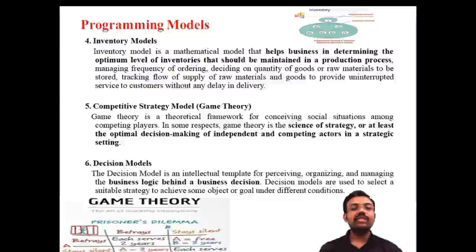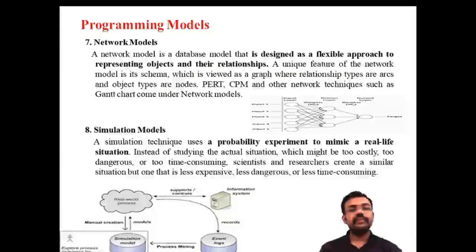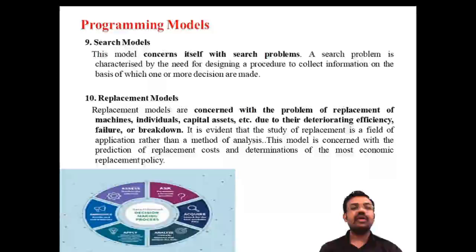And the decision models are behind the business decision. A network model, that means you are using PERT and CPM as part of the network model. Simulation is a part of the probabilistic experiment to mimic the real life situation. And search model, that means searching for the problem. Replacement means you're replacing the machine, individual, capital asset, relating with the organization. Okay, these are different types of the programming model.